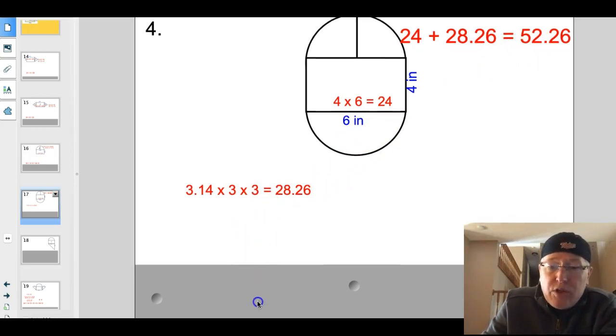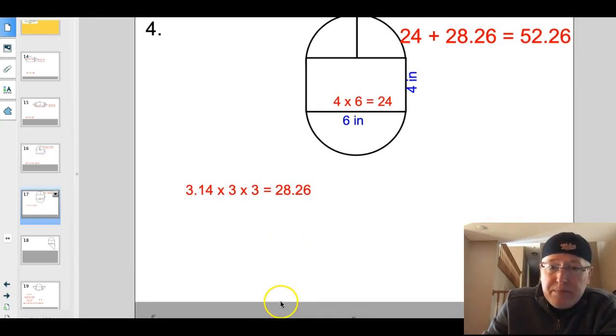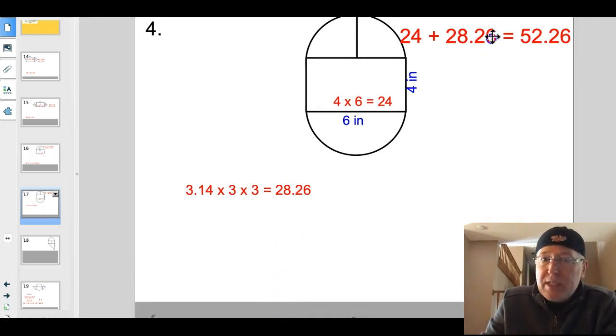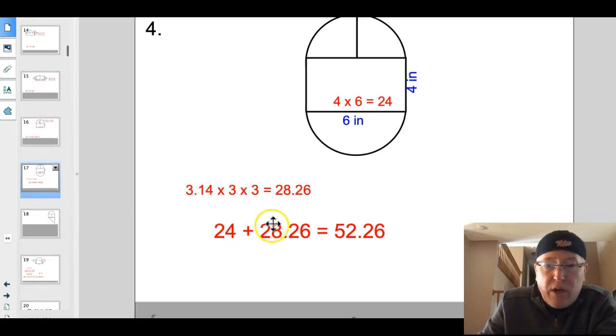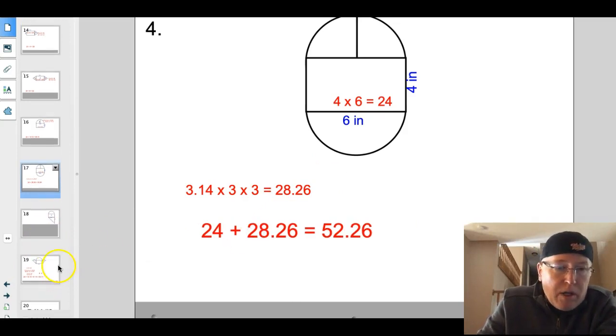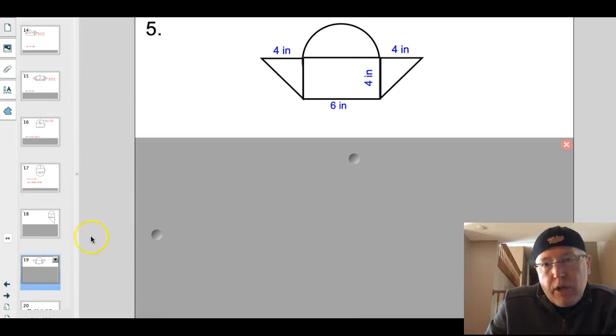So if you add those two up, I think I did. Maybe I didn't. I guess I will right now. Oh, I guess I did. If you add the 24 here and the 28.26 for the circle, you got 52.26 for the entire area of the shape there. Sorry about that, I grabbed the wrong one. Okay, hang on. All right, I'm back. I had to pause for a second there.